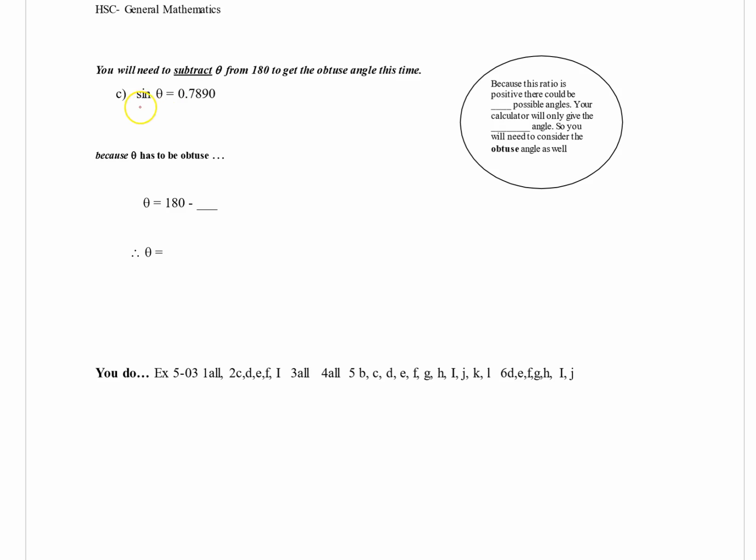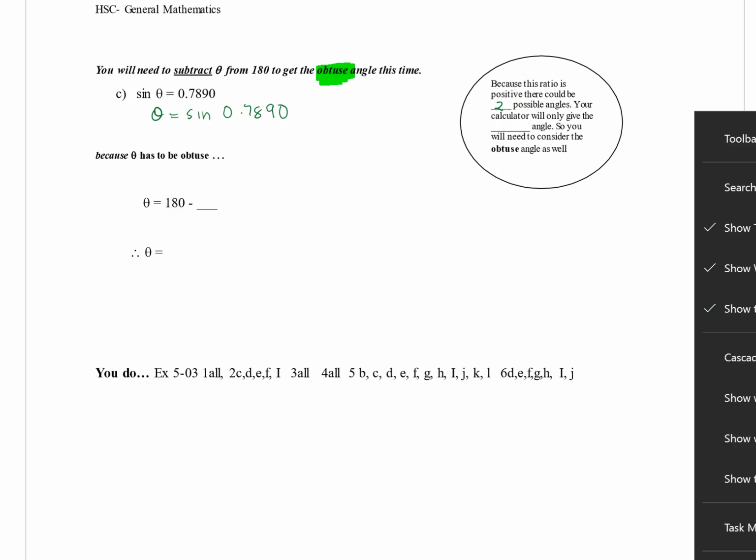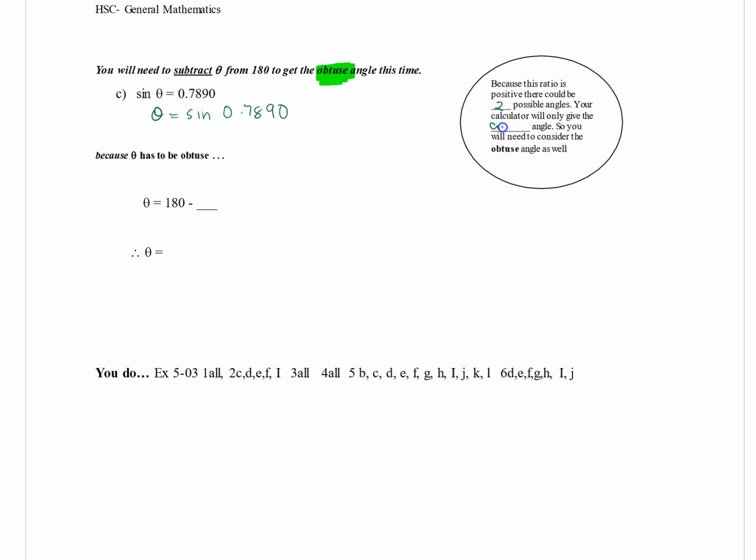We'll have a similar problem with the sine ratio. If we are told we need to get an obtuse angle, and we simply go straight into theta is the sine inverse 0.7890. We know that there could be two possible answers. We saw that back in the table at the beginning of this exercise. Your calculator will only give you the acute angle. So you'll need to consider the obtuse angle.